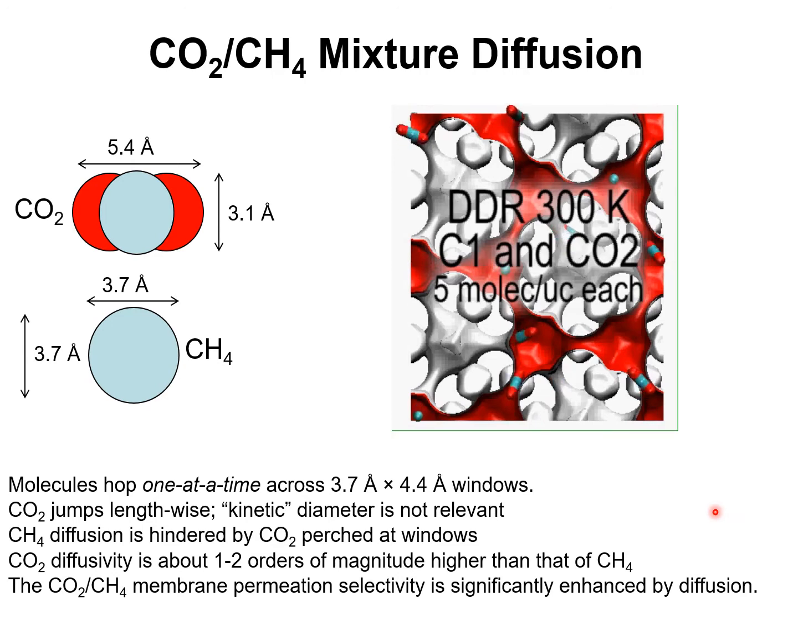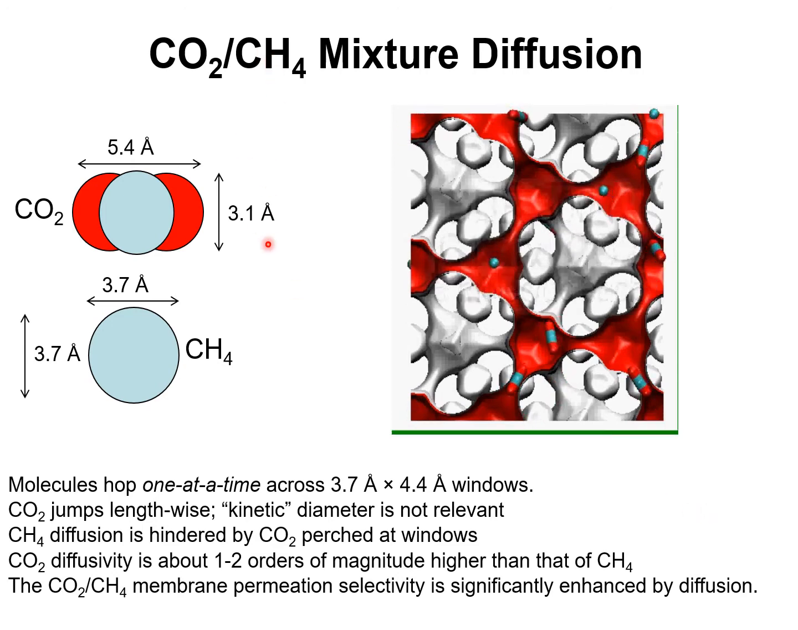So let's look at CO2/CH4 mixture diffusion. You can see the CO2 perched at the window, and is able to cross the window in a lengthwise manner. Whereas for the duration of this animation, no methane molecule has crossed the window.